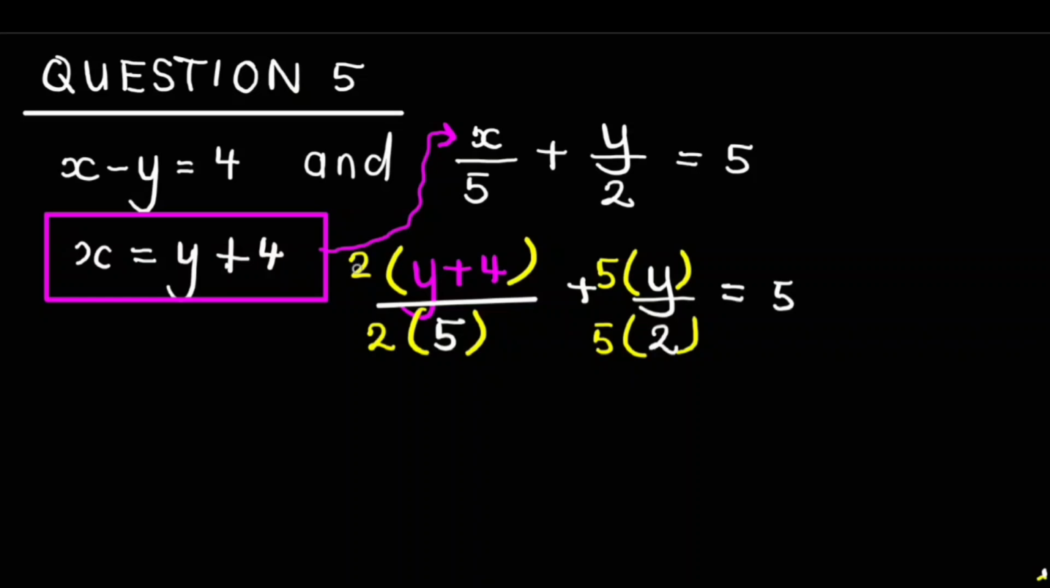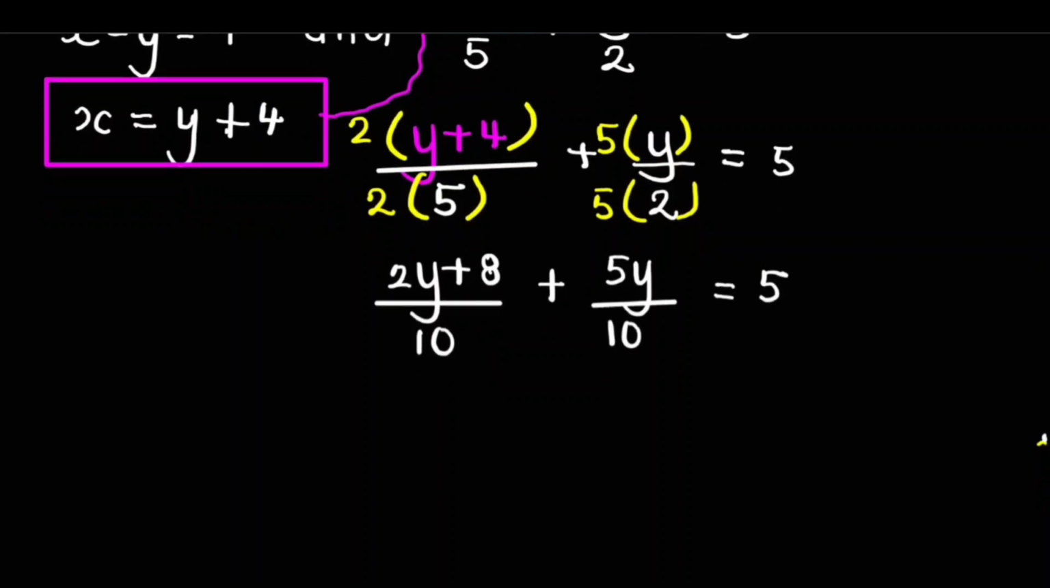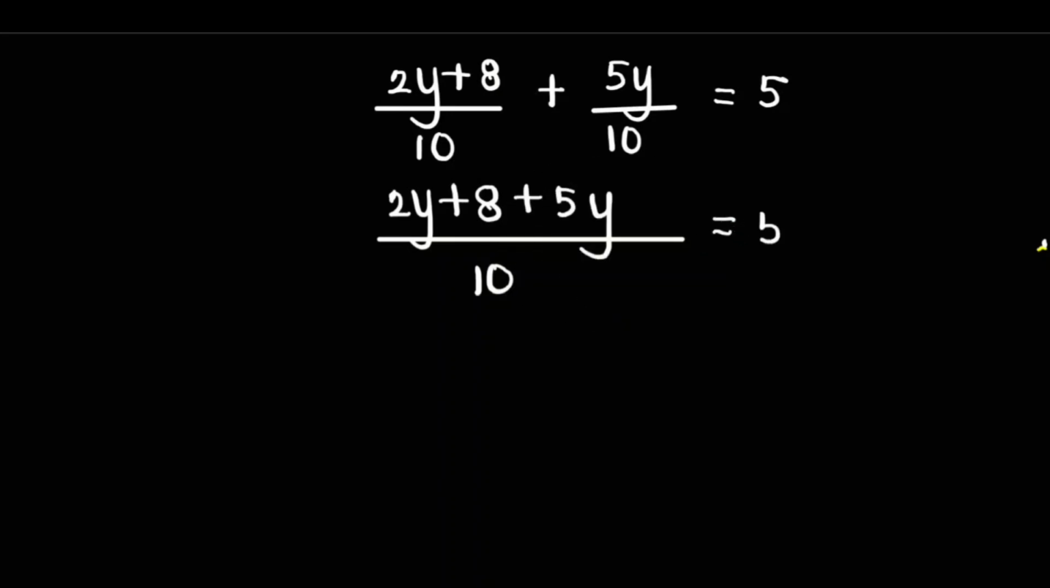Now simplifying this, what do we get? We can take this 2 and multiply into the bracket with both terms. We get 2y plus 8 over 10. And here we have 5y over 10 is equal to 5. Now we've got the denominators to be the same. And we know that once the denominators are the same, we can write it as one fraction. So we're going to add the numerators over the same denominator. If we simplify the numerator, we have 2y plus 5y, which is 7y, then plus 8 next to that.